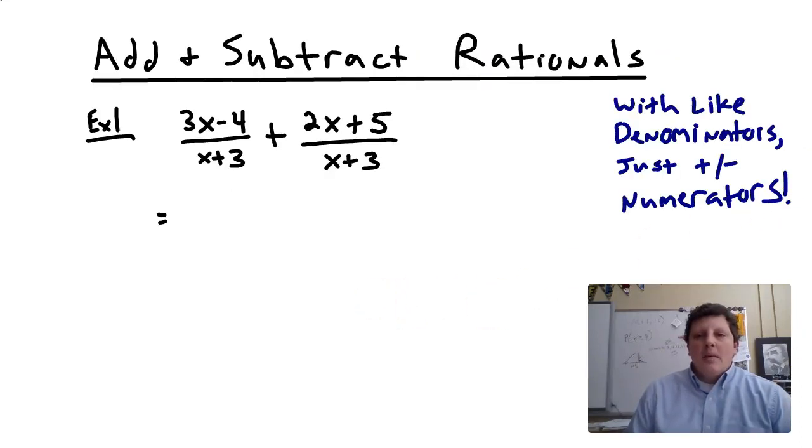Today we are going to talk about how to add and subtract rational expressions. As long as the denominator is the same, if we have like denominators, we're just going to add and subtract the numerators. And this is adding and subtracting like terms.